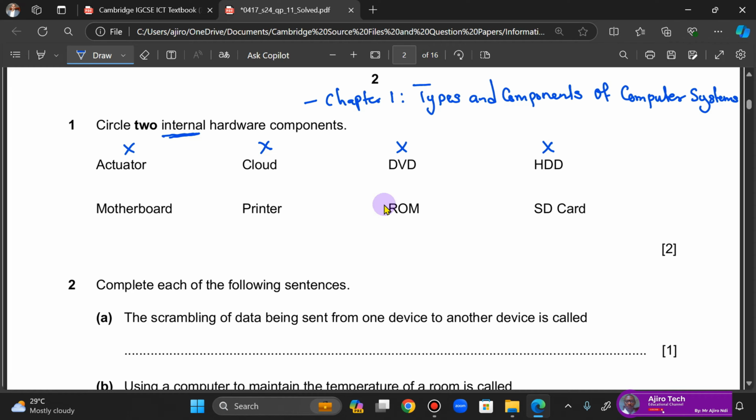Motherboard, yes, so I'm going to circle this. Printers are output devices, no. Read only memory, ROM, yes, they are found inside the system unit. And the SD card, which is your secure digital card, is a type of memory card, so this is a no. Hope this is explained.